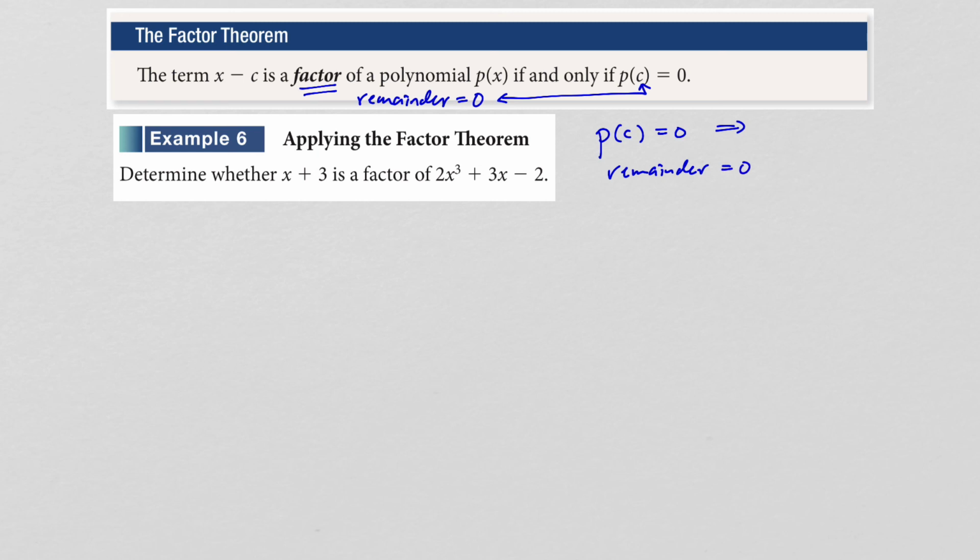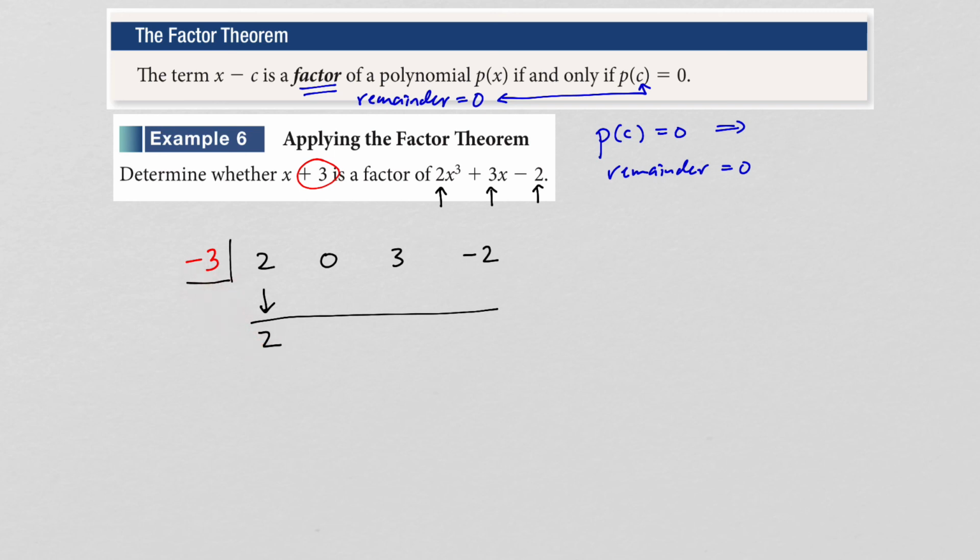So here's an example. Determine whether x plus 3 is a factor of this polynomial, 2x cubed plus 3x minus 2. To do this, we'll set up a synthetic division problem. We're going to take the opposite of positive 3 there, which is negative 3. We're going to write down the coefficients of the main polynomial, which is 2x cubed. Once again, x squared is missing, so we need a 0x squared, a positive 3, and a negative 2. We're going to bring the 2 down below the line, and then we proceed with the process.